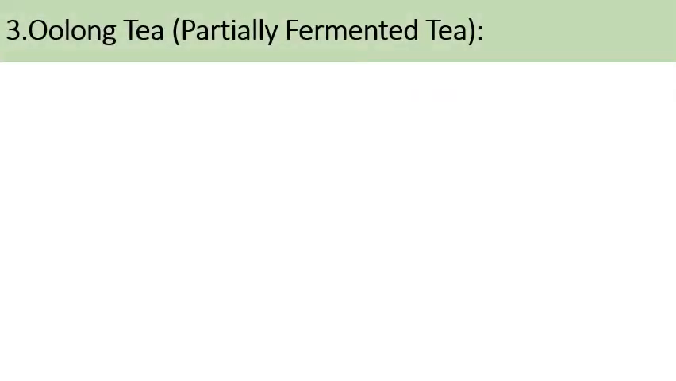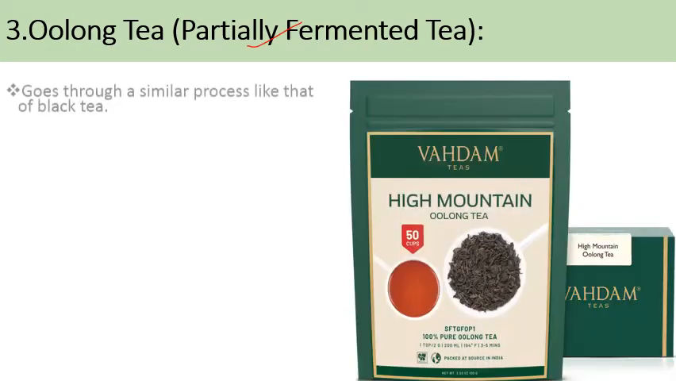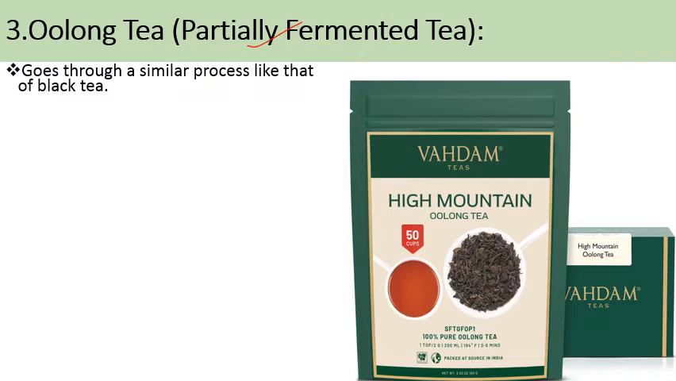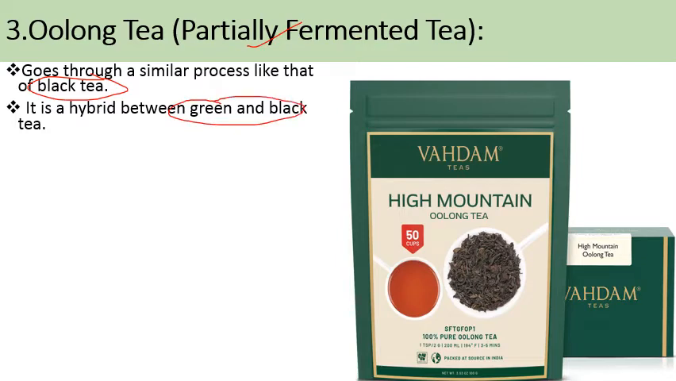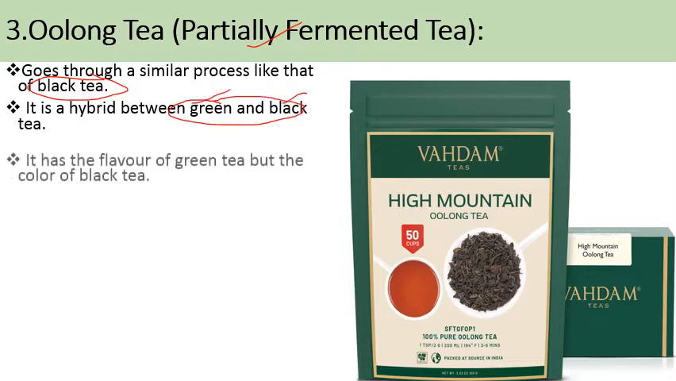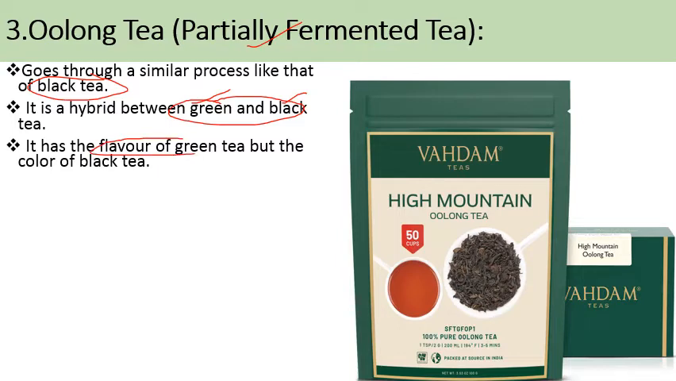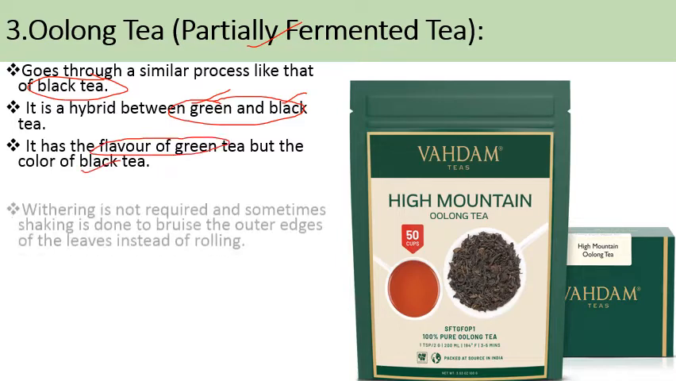Next comes Oolong tea, which is partially fermented tea or semi-oxidized tea. The process followed for this tea preparation is similar to that of black tea, but it is a hybrid between green and black tea. It has a taste of green tea and color of black tea. So this tea has flavor of green tea, but the color of black tea.